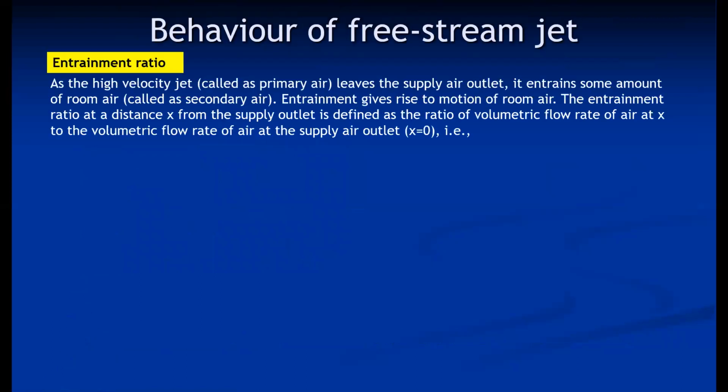Then the third one is the entrainment ratio, because as the high velocity jet, called the primary jet, leaves the supply air outlet, it entrains some amount of room air. Room air is called the secondary air. So proper entrainment should happen. That entrainment gives rise to the motion of room air, because room air is still air. Because of the primary air, that is the supply air, there is some movement of the room air.